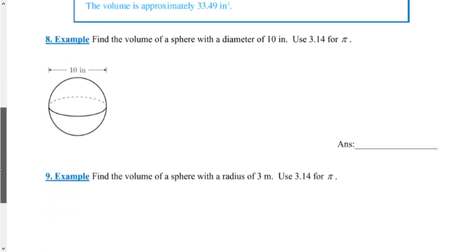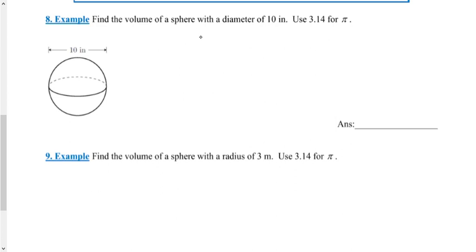So a sphere, that's just a ball. Find the volume of a ball, or a sphere, with a diameter of 10 inches. So knowing that the diameter is 10 inches tells us that our radius is going to be 5 inches. That's that spot from the center out to the edge. That's our 5. So we're going to use that formula, volume equals 4/3 pi r cubed, and then we'll just plug those in here.